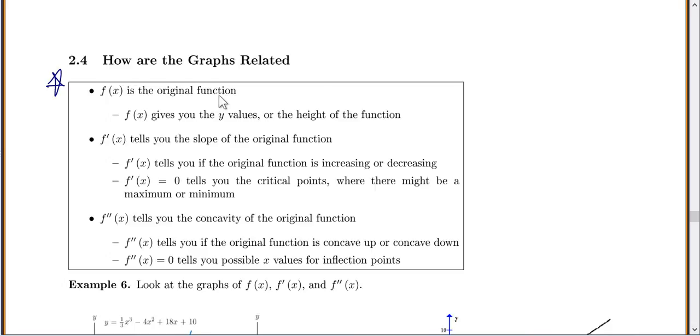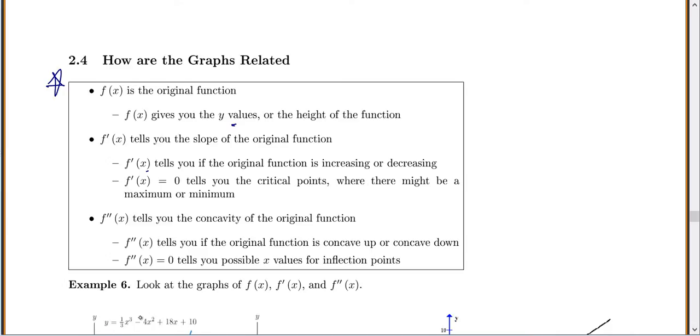f of x is your original function. f of x gives you the y values, or the height of the function. Okay. Now f prime of x tells you the slope of your original function. This also means that our first derivative tells us if our original function, f of x, is increasing or decreasing. And wherever your first derivative is equal to 0, that tells you the critical points where there might be a maximum or minimum.